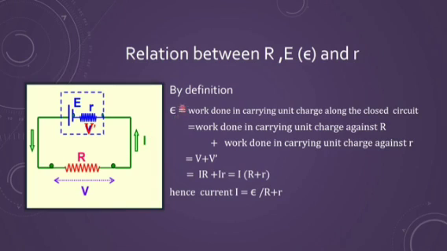Now by the definition of EMF, it is work done in carrying a unit positive charge along the closed circuit. It means across this R and this complete circuit against this small r also. So it has to be equal to V plus V dash. But V using Ohm's law is equal to IR, and V dash is equal to I small r. So I get I common, and inside I get capital R plus small r. So current I equals epsilon upon capital R plus small r.